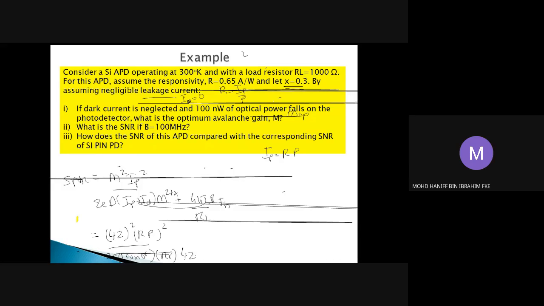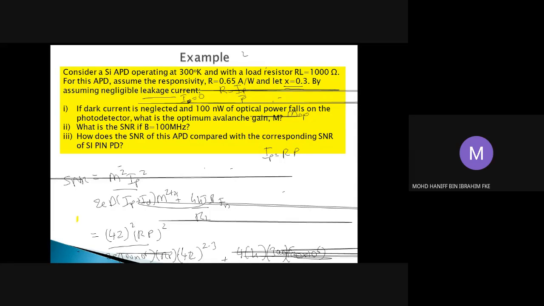M is 42, to the power of 2 plus X, so with X of 0.3 we have 2.3, plus the 4KTB, where 4 is a constant and K is the Boltzmann constant, 1.38 times 10 to the negative 23. T is the temperature of 300 Kelvin, and B is 100 megahertz. Fn is 1, because no information is given, so we assume Fn is 1, and RL is equal to 1000 ohm.